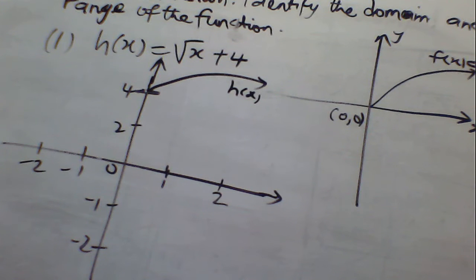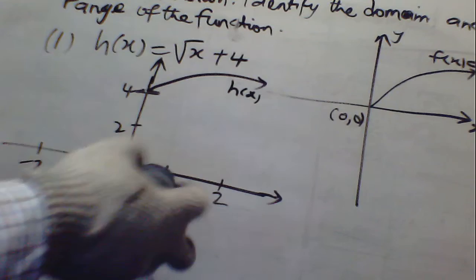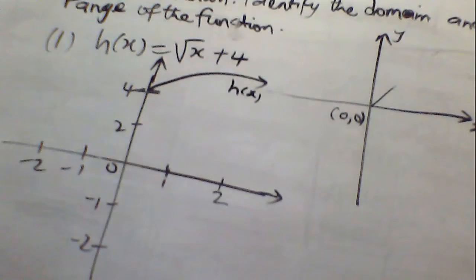So can we continue? Once you are able to recognize that it is a square root function or a graph of a square root radical function, you'll be able to plot it. So let's continue.